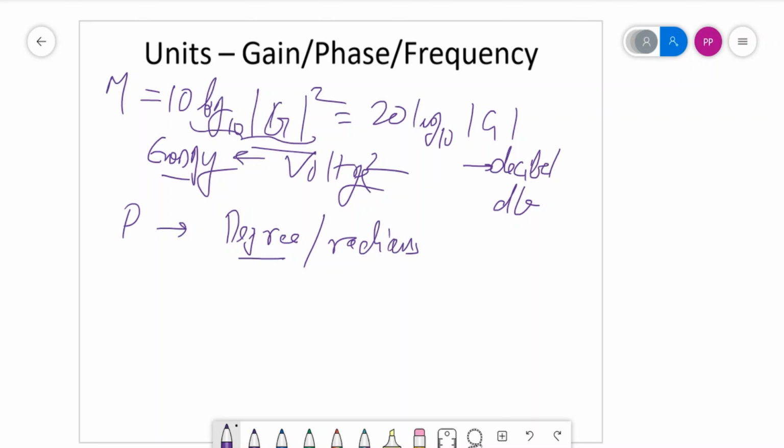Now the frequency is measured. It can be measured in hertz, but in practical situations we use radians per second. So radians per second will give you a better picture of the analysis again. So we see how it comes.